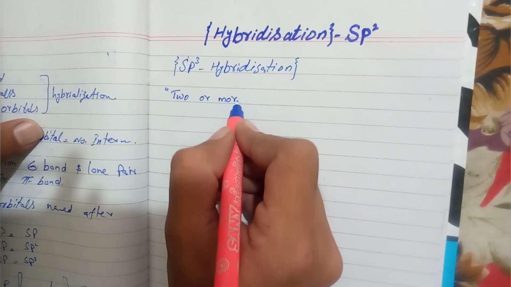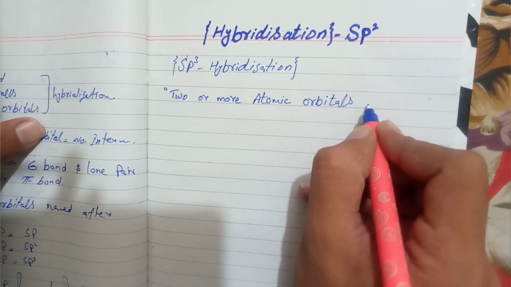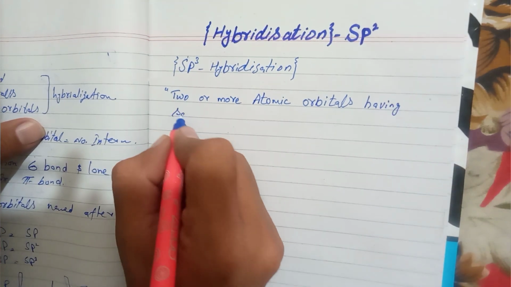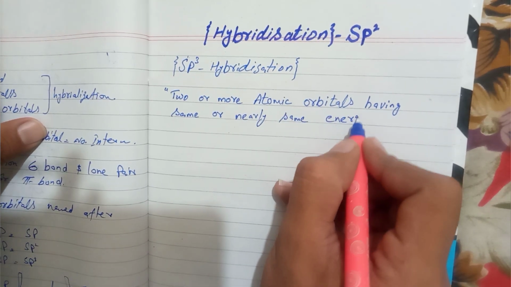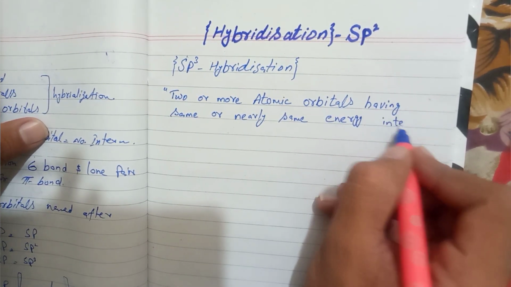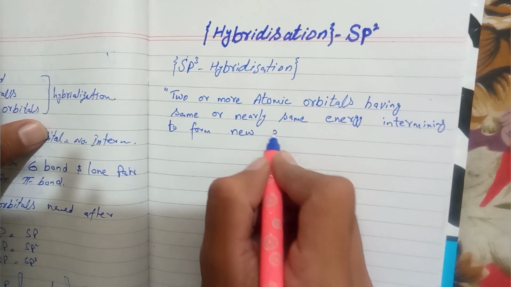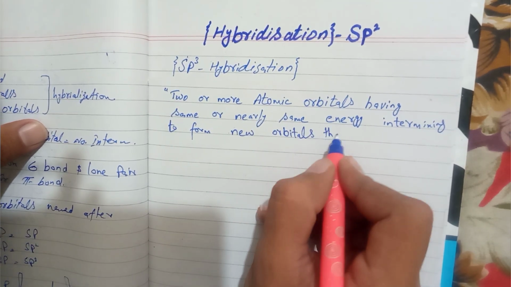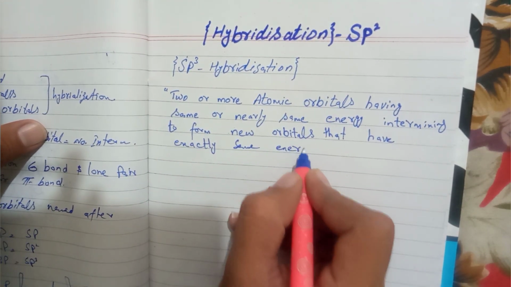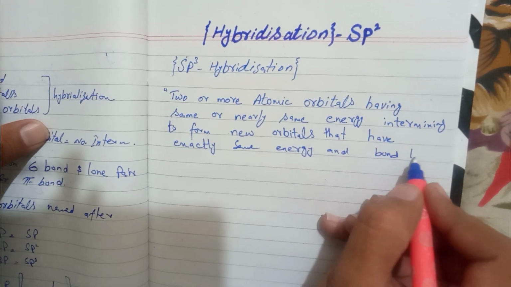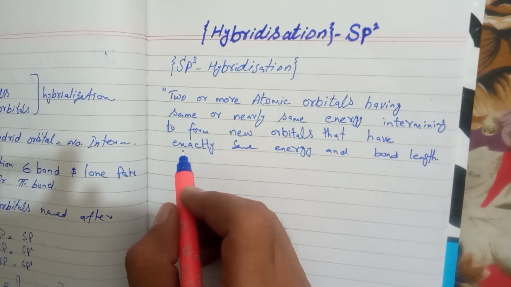Two or more atomic orbitals having the same or nearly the same energy intermixing to form new orbitals that have exactly the same energy and bond length. This is the definition of hybridization. These orbitals are called hybrid orbitals and this phenomenon is known as hybridization.